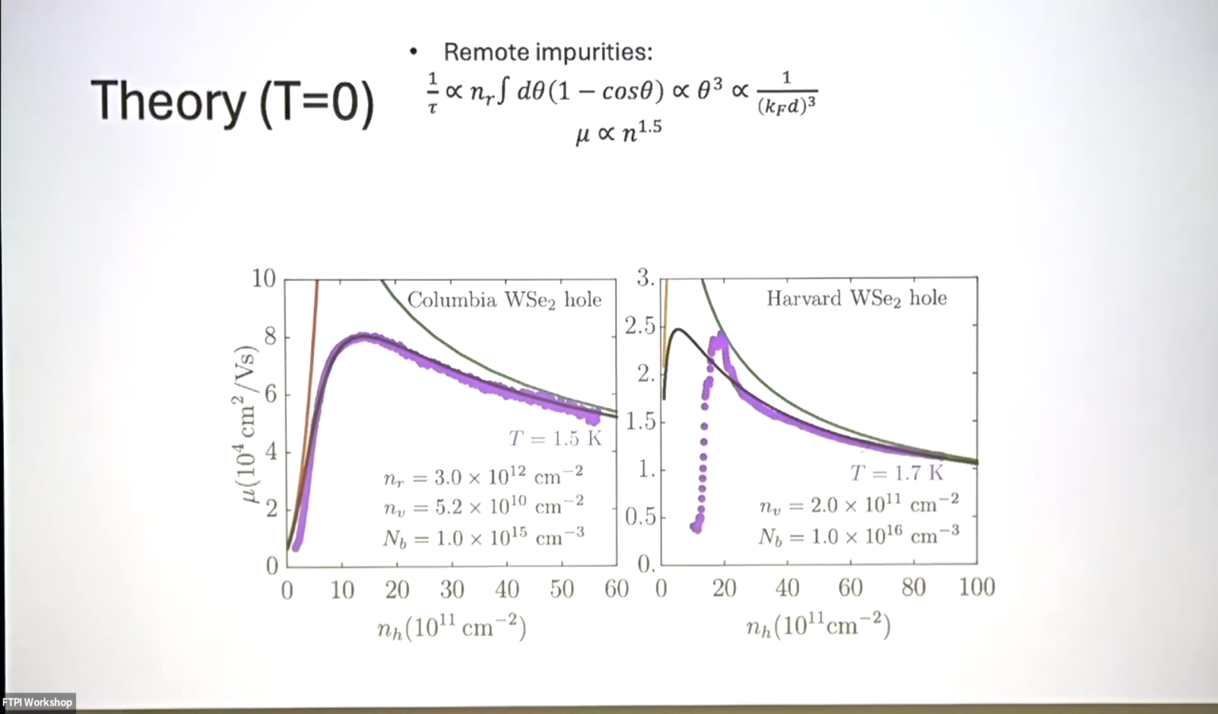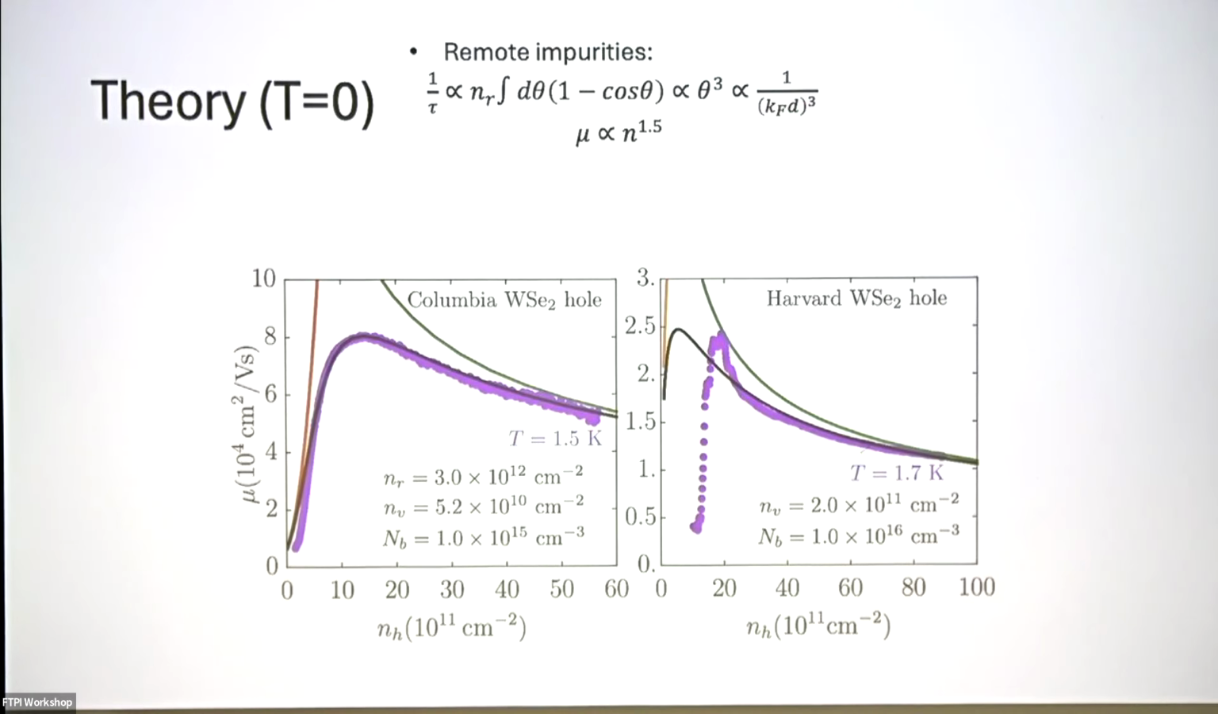So I use Boltzmann transport theory to calculate the mobility density curves. For remote impurity scattering, because the momentum transfer is small, the dominant scattering angles between the incoming electrons and the outgoing electrons are small, and it's usually limited by how far the impurities are from your 2D electrons. So in our case, if the distance from remote impurities to the 2DEG is d, then the scattering angle is roughly 1 over k Fermi d.